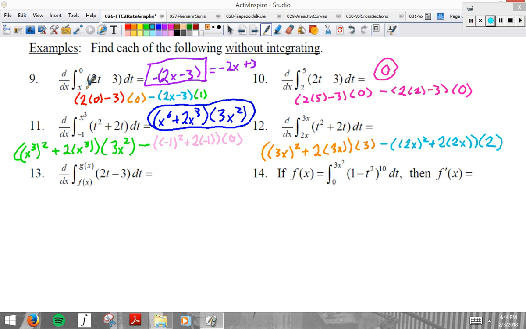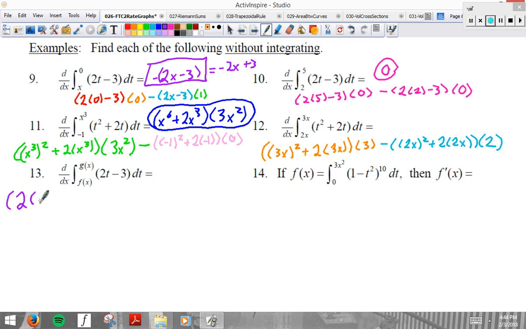Now we're back to our classic 2t minus 3, except what we have here are some generic functions. Some functions we don't know more about, abstract functions. Doesn't matter, it's the same basic thing.